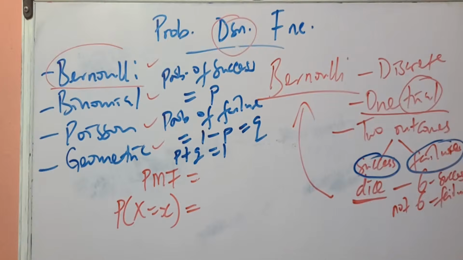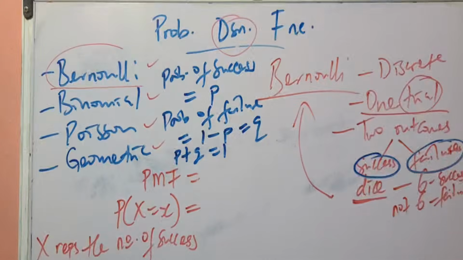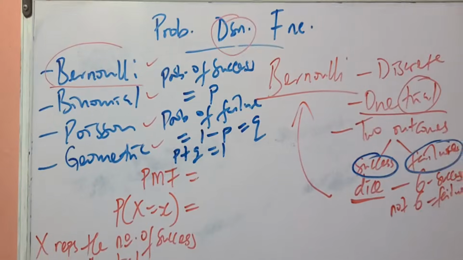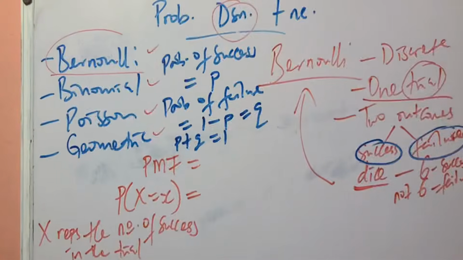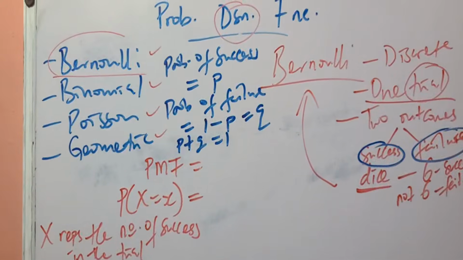Because I told you guys already that the key to understanding this is to understand every detail. X represents the number of success in the trial. Now, I'm saying it this way because I want you guys to be able to relate this to every other thing. Now, what does this mean?